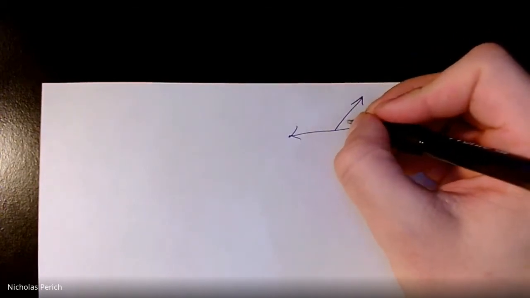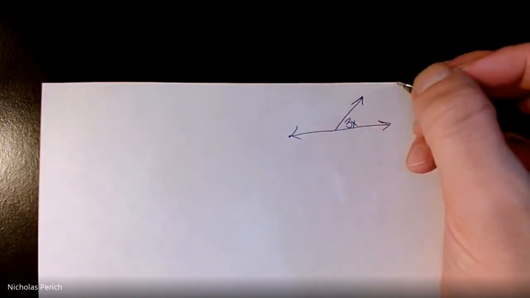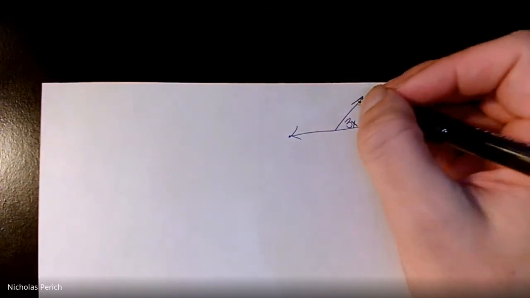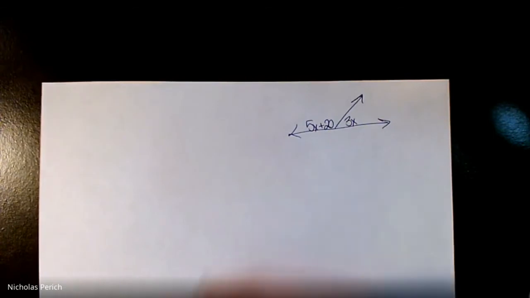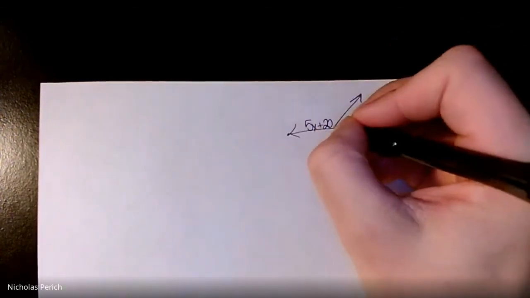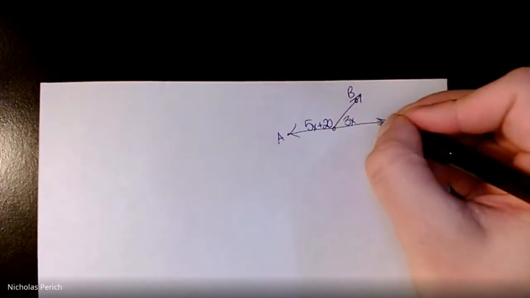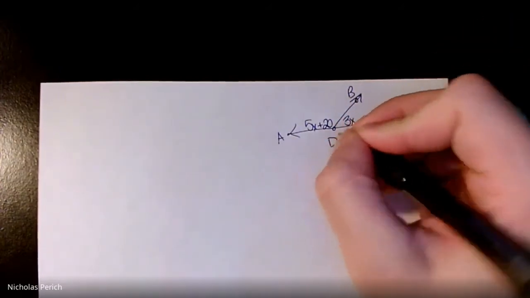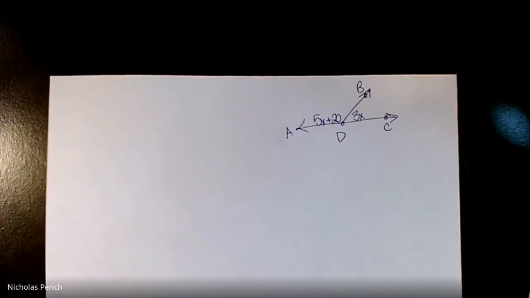Let's call you 3x. Let's call you 5x plus 20. We'll call this A, we'll call that B, we'll call that C, and we'll call that D. We're going to start out with the flow proof.